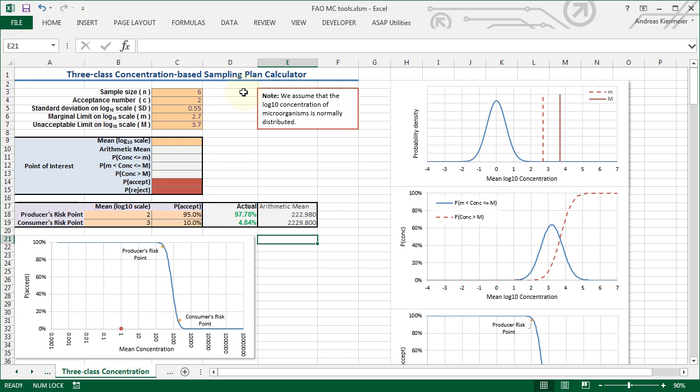In practice, you may have to alternate between these a little bit more often, and remember that you may actually end up with a sample size that for practical reasons is just simply too large, in which case you need to look at relaxing the producer's risk point, shifting it to the left, or also relaxing the consumer's risk point by shifting it to the right, or possibly by doing a combination of the two.